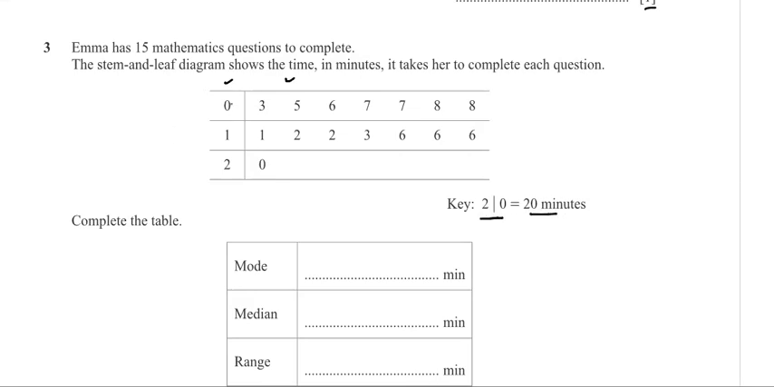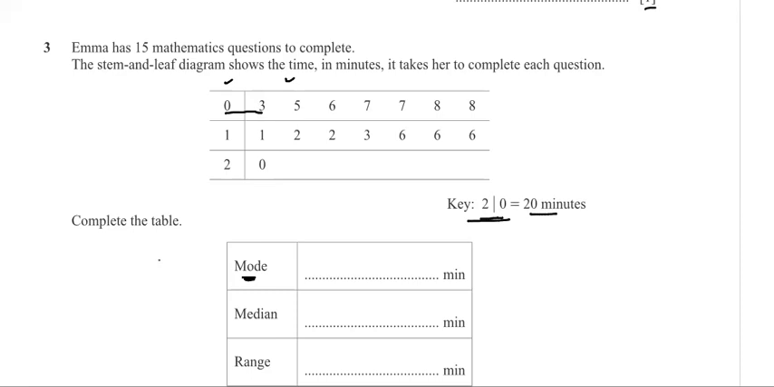For example, if I take this and read them together, I will say 0|3 is 3 minutes, 0|5 is 5 minutes, 0|6 is 6 minutes, and so on. So that key will be there. You have to complete the table.